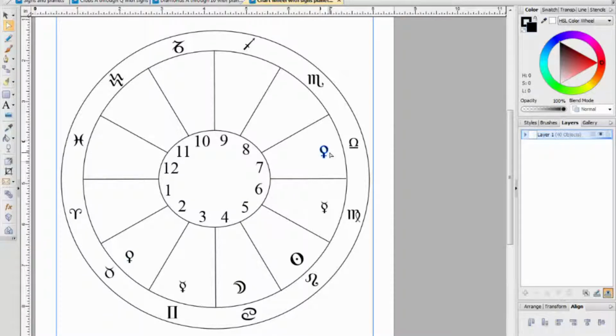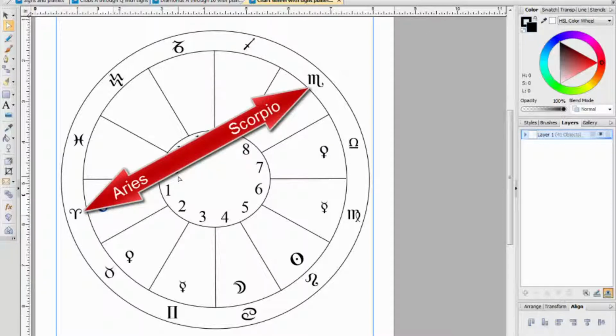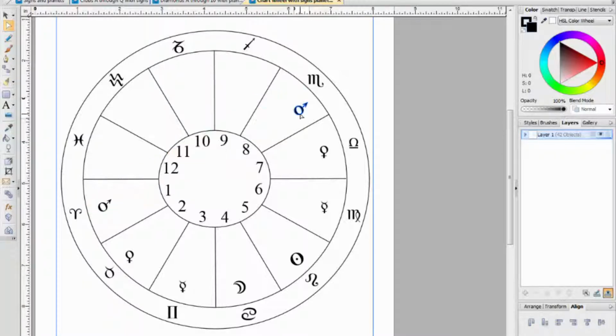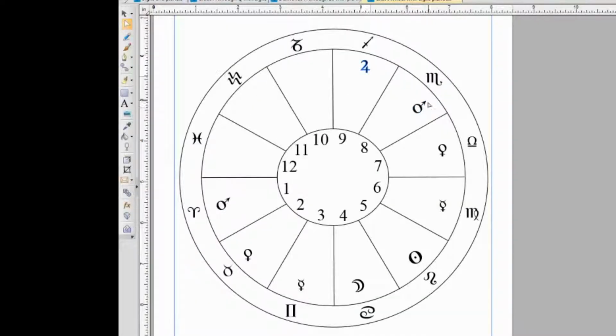Next we have Mars. Mars also rules two signs. It rules Aries, and it also co-rules Scorpio. You'll see why I say co-rule a little later. Next we have Jupiter. Jupiter also rules two signs. It rules Sagittarius, and it also co-rules Pisces. Next we have Saturn. It rules two signs also. It rules Capricorn, and it also co-rules Aquarius.